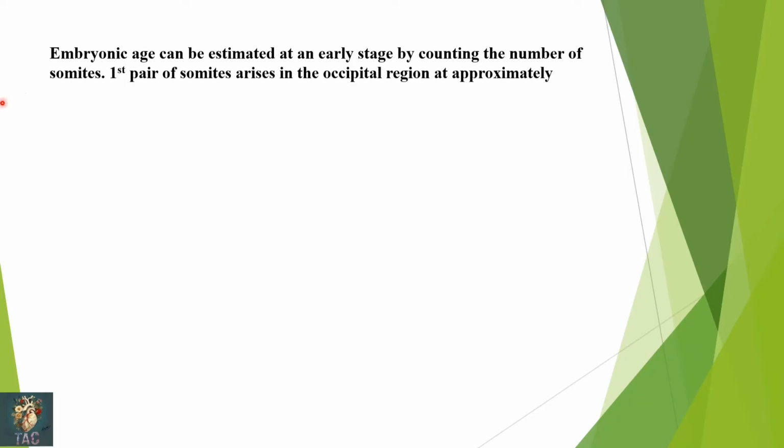Next MCQ is, embryonic age can be estimated at an early stage by counting the number of the somites. The first pair of somites arises in the occipital region at approximately either day 18, 20, 21, 22, or 24. So it is a very straightforward and simple question: the embryonic age is estimated by the first pair of somites at day 20, and it is the correct answer.